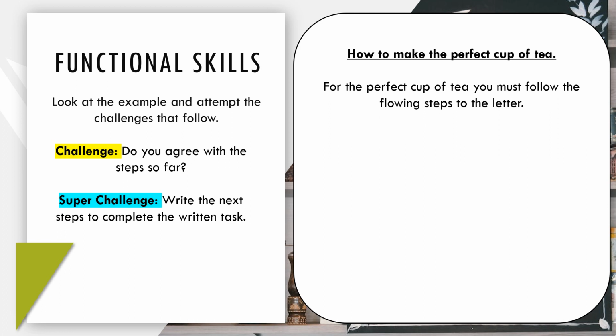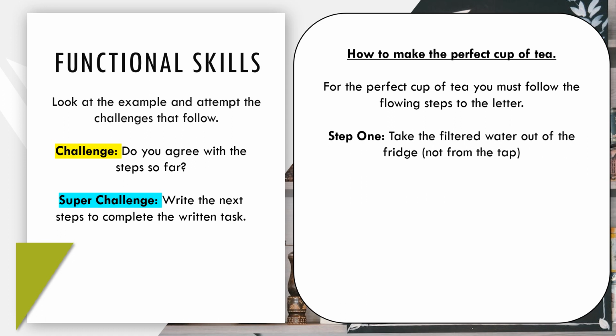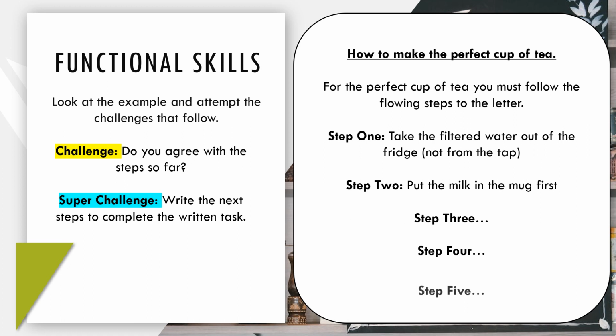How to make the perfect cup of tea. For the perfect cup of tea, you must follow the following steps to the letter. Step 1. Take the filtered water out of the fridge, not from the tap. Step 2. Put the milk in the mug first. Step 3, Step 4 and Step 5.